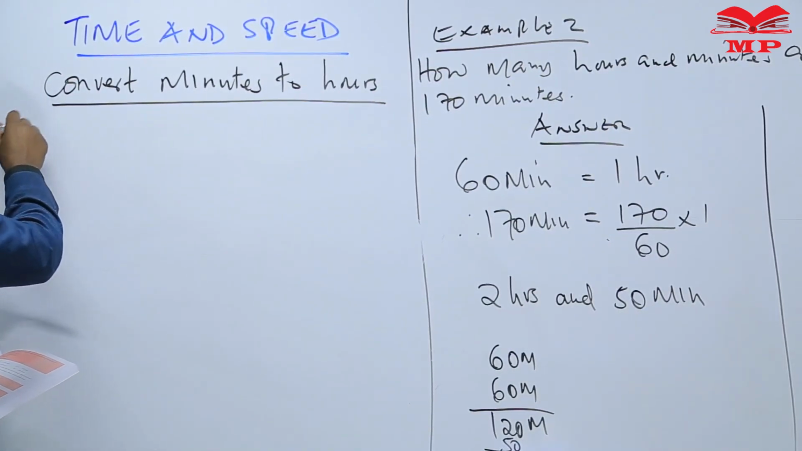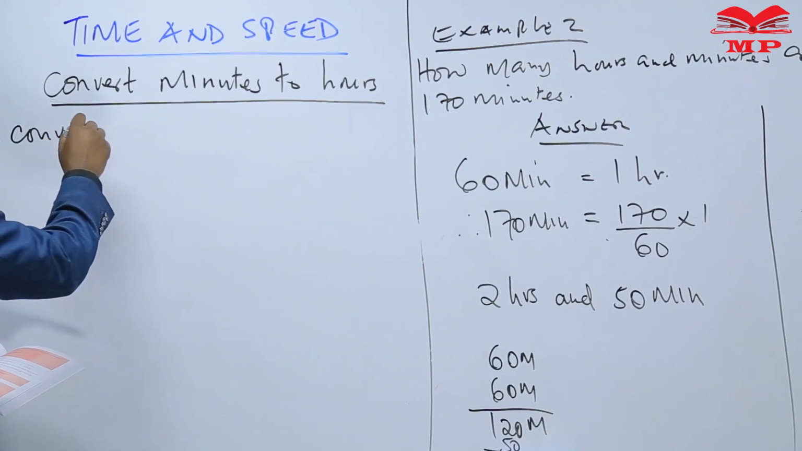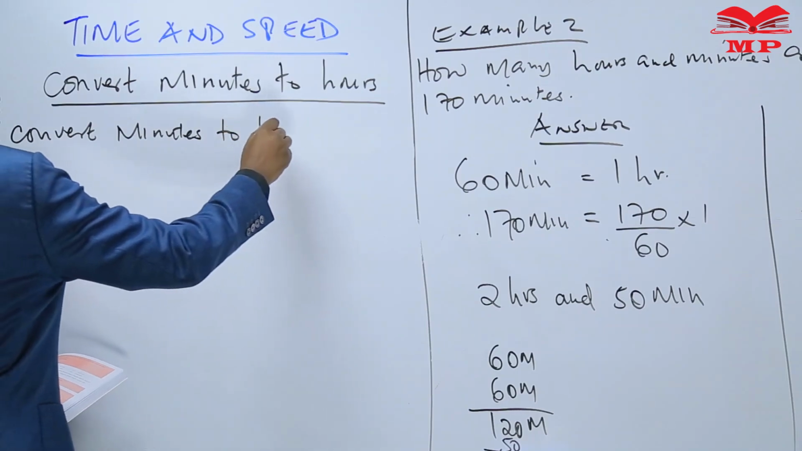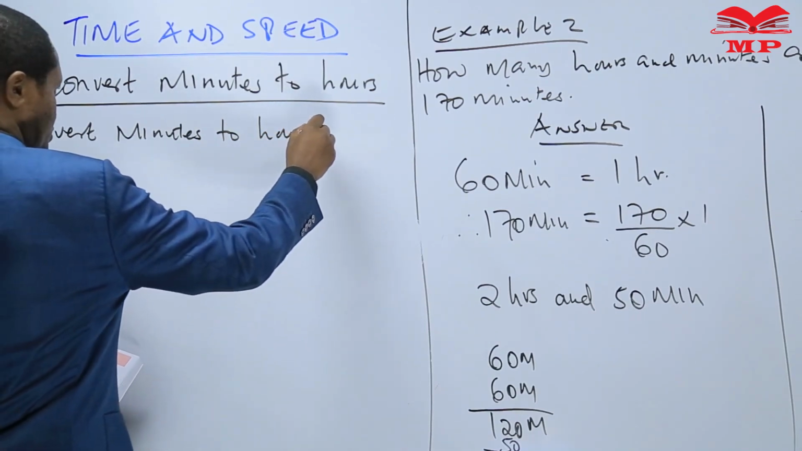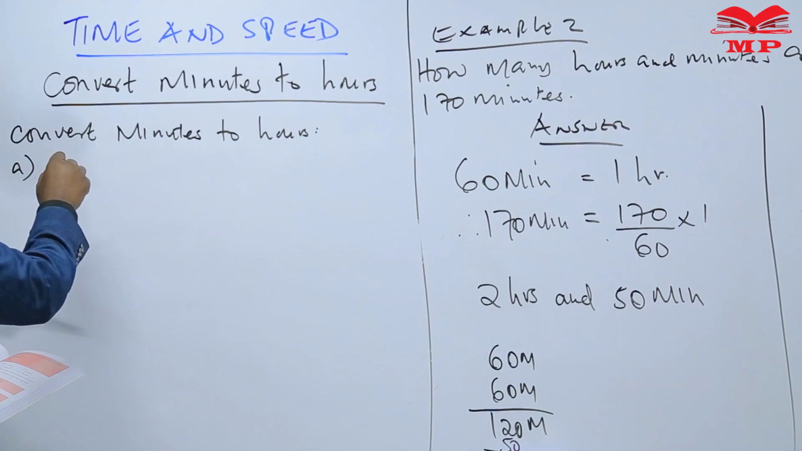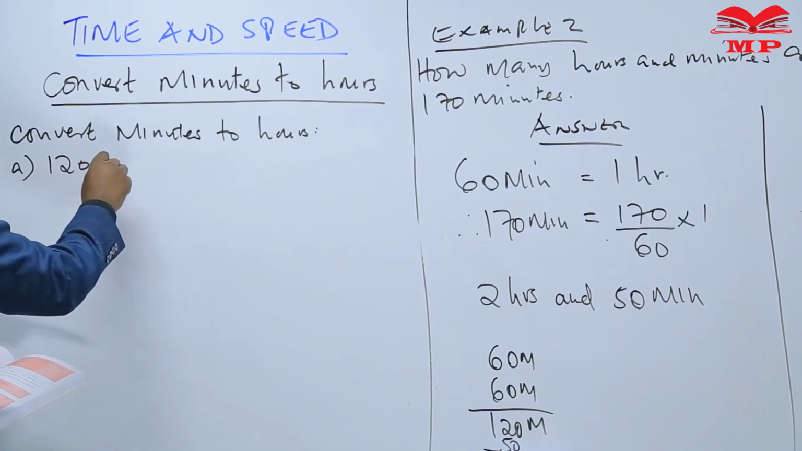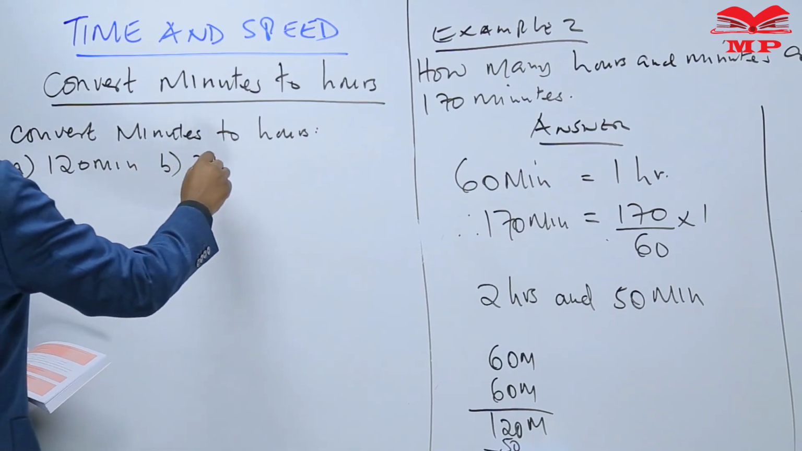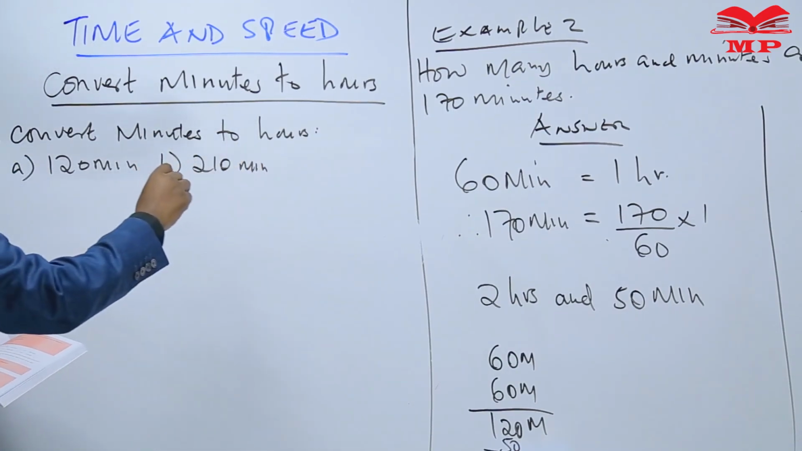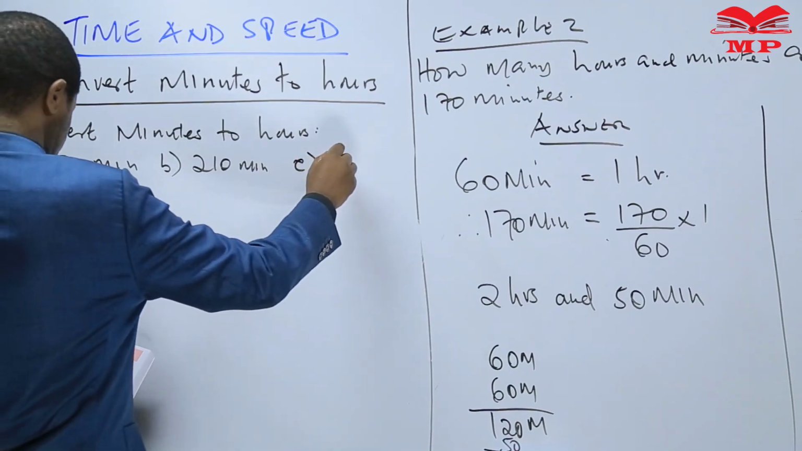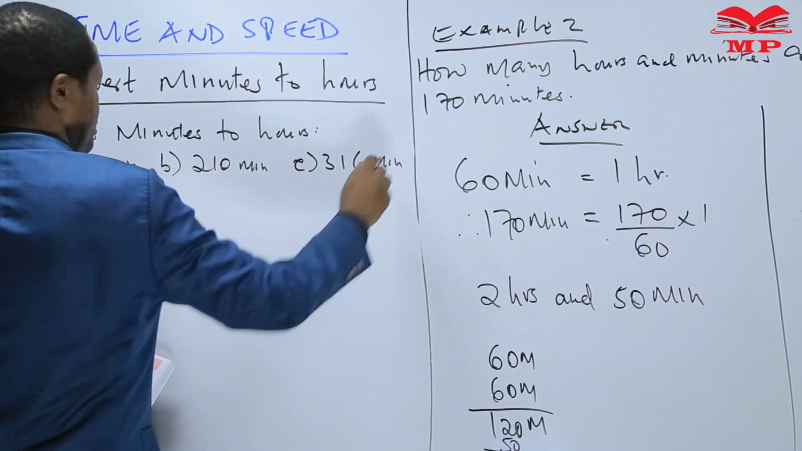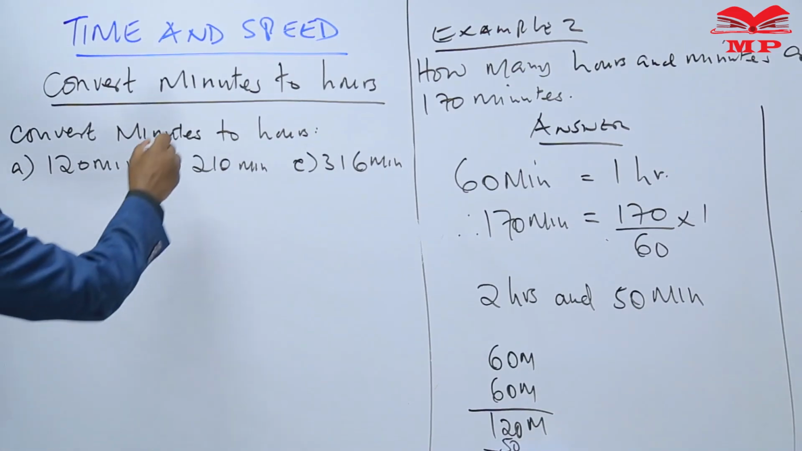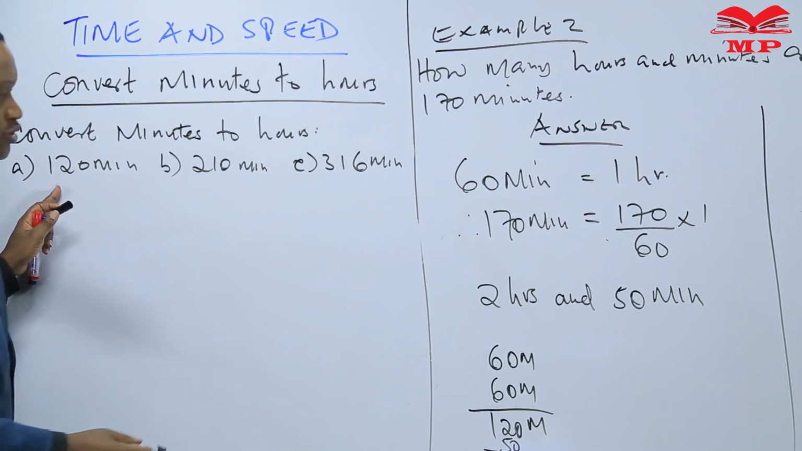It says convert minutes to hours. Convert minutes to hours. A, 120 minutes. B, 210 minutes. C, 316 minutes. So we want to convert these minutes into hours.